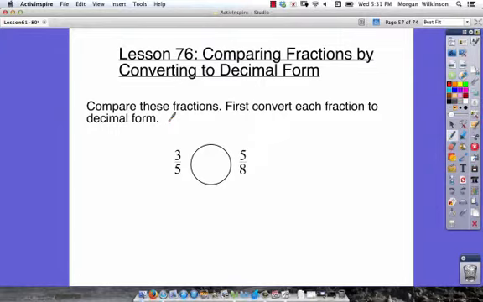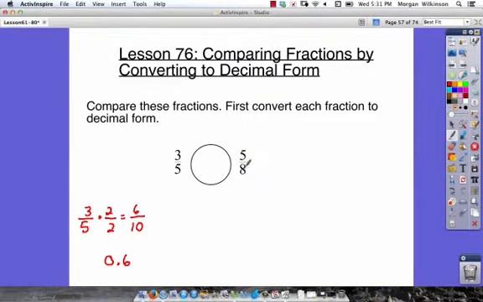And if we want to change these to decimal form, well, you might know what 3/5 is in your head as a decimal. We know 3/5, well, times some fraction equal to 1 is going to give us something out of 10. If we multiply 5 times 2, we get 10. So if we multiply 3 times 2, we get 6. So 3/5 is the same as 6/10, or 0.6. So we've got our first one rewritten.